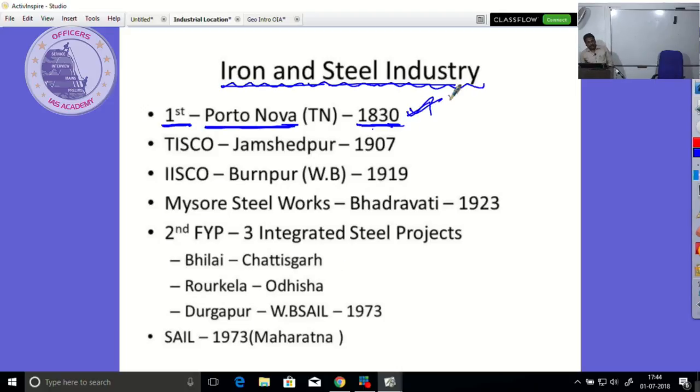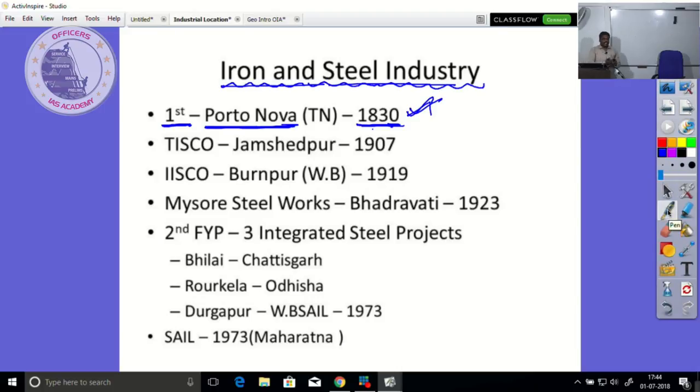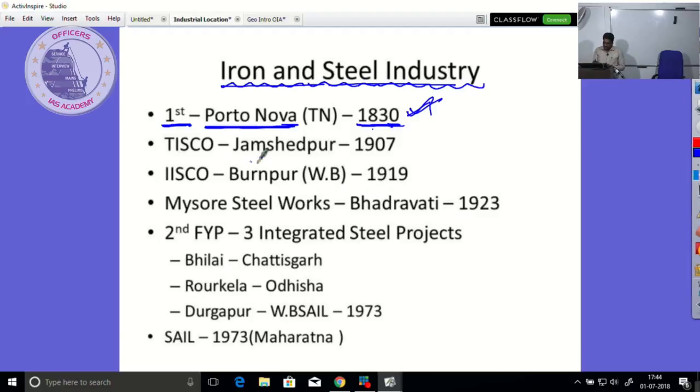When I talk about the first iron and steel industry which was set up on modern lines with state of the art, the first such modern iron and steel industry came in Jamshedpur. Tata Iron and Steel Company. This was the first iron and steel industry set up on modern lines. TISCO, Tata Iron and Steel Company, Jamshedpur, in the year 1907.